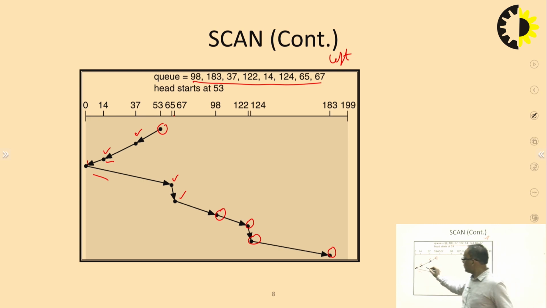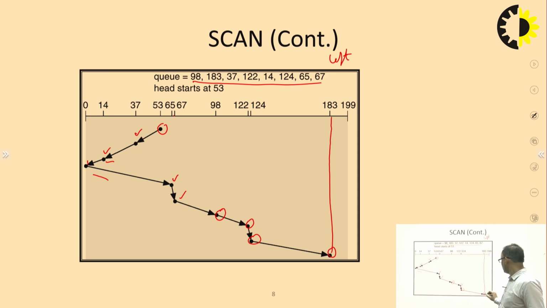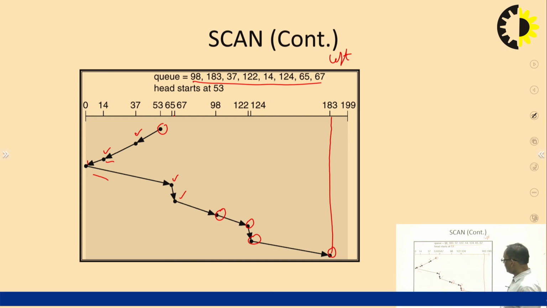So after completing the last request, it will go to the last end, or last track 0. Again it will change its direction and move in that direction and service all the remaining requests, and it will stop when the final request is executed. It will not go to this end. Okay, so in this way the SCAN disk scheduling algorithm works.